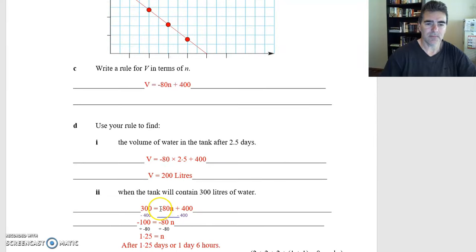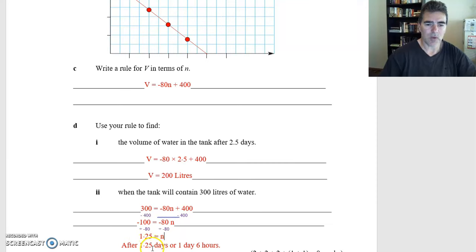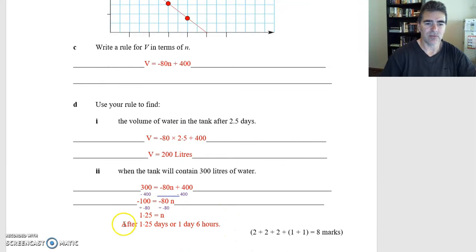For the second part, when will the tank hold 300 litres? Well, this time I know the volume will be 300. I don't know the number of days. Substitute that in, and I solve using my equation. So subtract 400 from both sides, then divide both sides by 80, and then when I do that, I end up with N is 1.25, so 1.25 days, or 1 day, 6 hours. And that's all the solutions and explanations to the revision sheet.